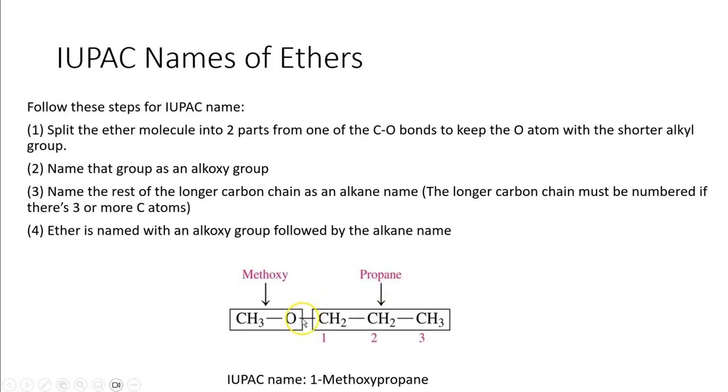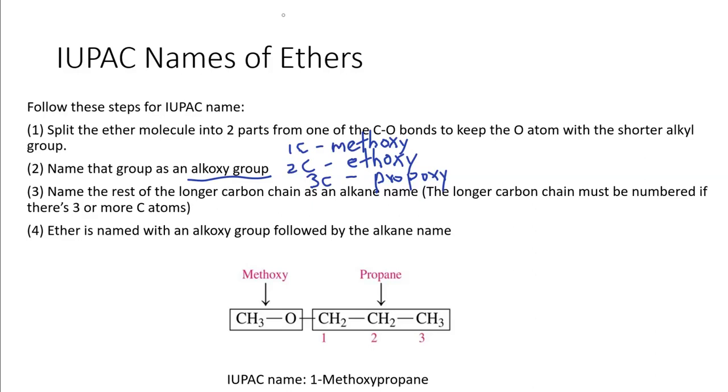Now, once you split the molecule, you have two pieces. Take the smaller piece with the oxygen atom and name it as an alkoxy group. So what is an alkoxy group? If there is only one carbon atom, the name will be methoxy. If it is two carbons, the name will be ethoxy. For three carbons, it will be propoxy. Like that, you can identify butoxy for four carbons, pentoxy for five carbons.